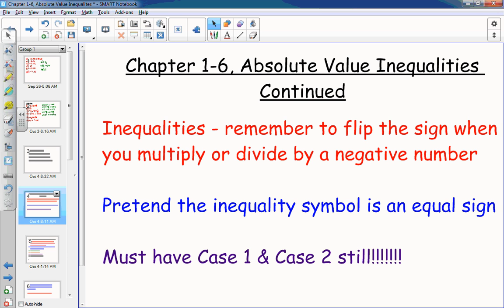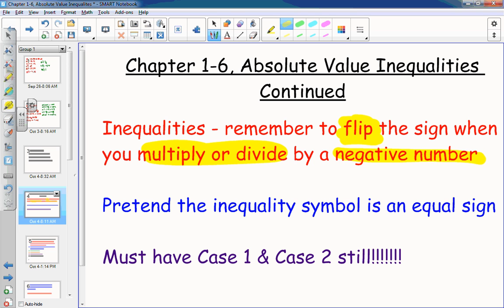Now, yesterday we talked about equations. And when we dealt with absolute value equations, we always had case 1 and we always had a case 2. Now today, we're going to be dealing with inequalities. We're going to be doing the exact same concept, except this time we're dealing with an inequality statement. What you have to remember here is when you're doing an inequality, you have to remember to flip the sign when you multiply or divide by a negative number. That is extremely important. When you multiply or divide by a negative number, you must flip the sign.